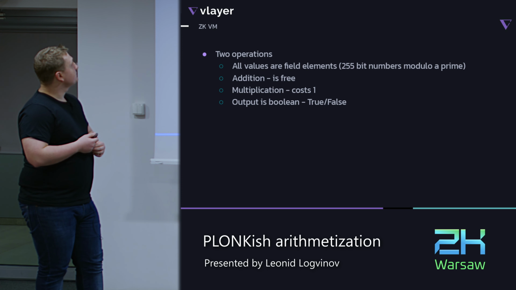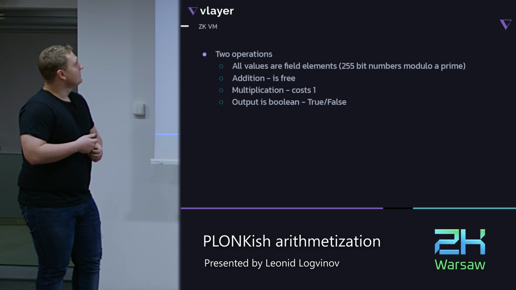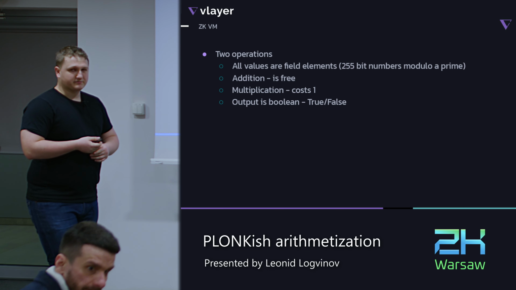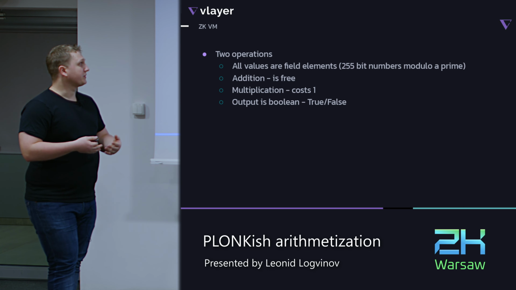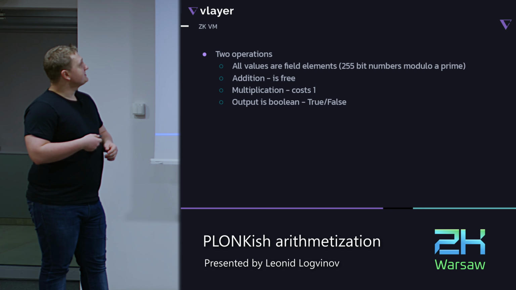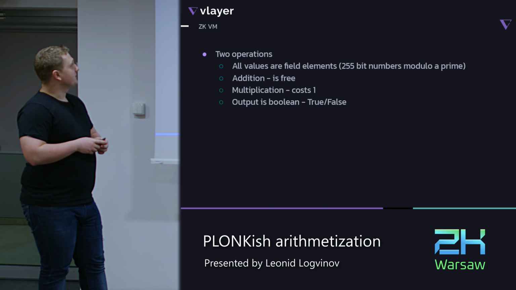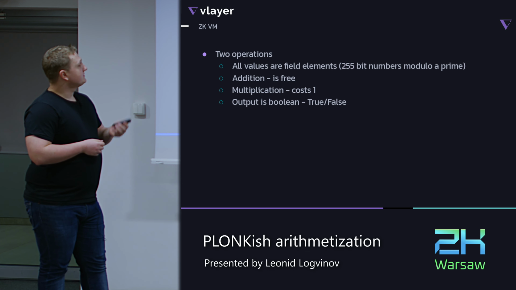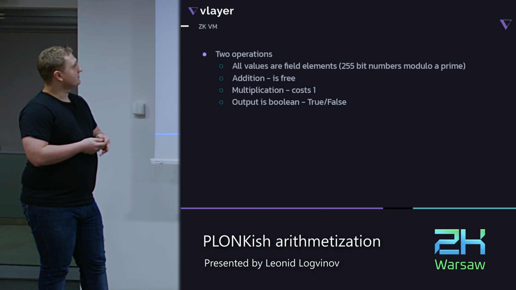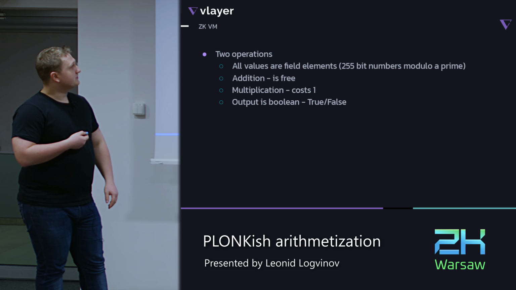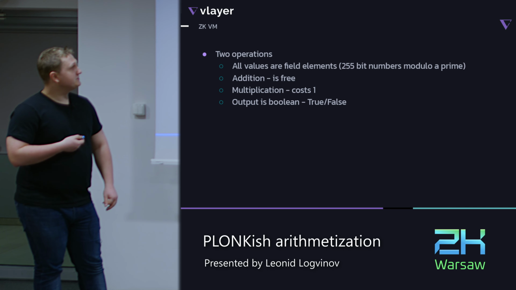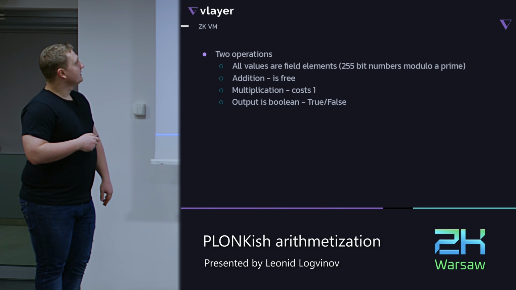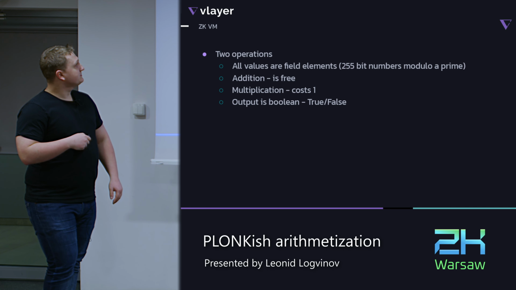So let's start with what I call zkVM. What do we have available to us when we're writing zk programs? What is our environment, what are we working with? So we have basically, on the simplest level, two operations, addition and multiplication. And the values we're working with are field elements. So they're 255-bit numbers, modulo prime numbers. So we just have numbers, nothing else. And we can add those numbers and multiply those numbers.